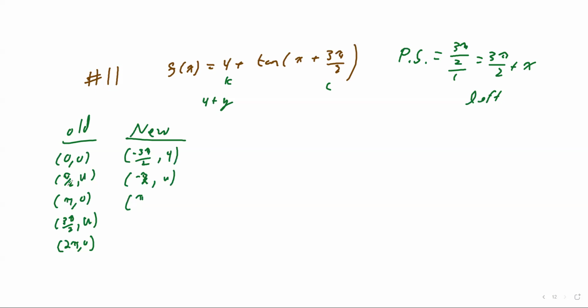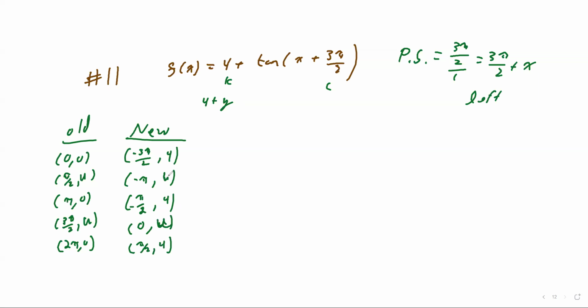So negative 3 pi. It's going to be negative, but it'll be negative pi because I'm going from negative 3 pi halves, adding pi. So that'd be that. This will then be negative pi halves. And then 4, this would now be 0 and u. And then this right here would be pi halves and then 4.